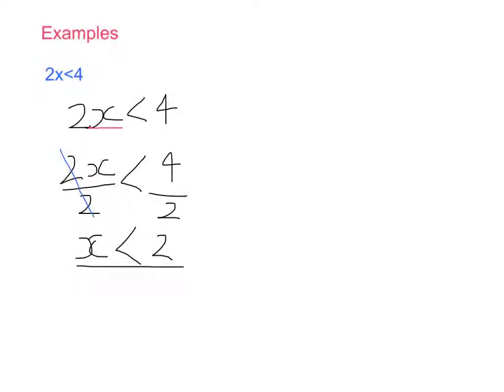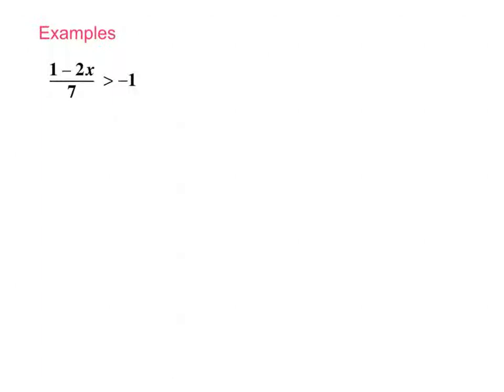Very straightforward. Here's the really tricky example. First thing we need to do is write down the inequation. I'm going to write it down again for you guys: 1 minus 2x, all divided by 7, is greater than minus 1. Again, you probably recognise this. If I had an equal sign instead of the inequality sign, this is something that you guys have been doing a lot of.